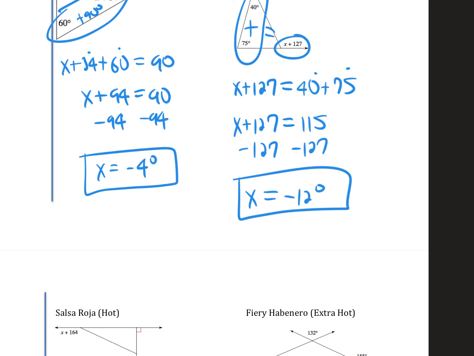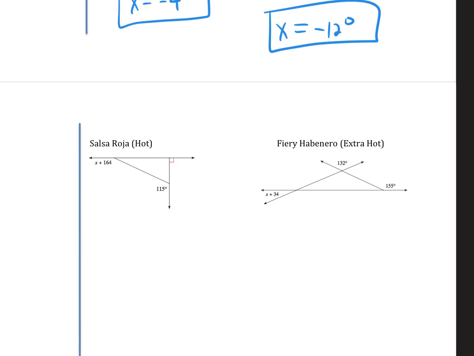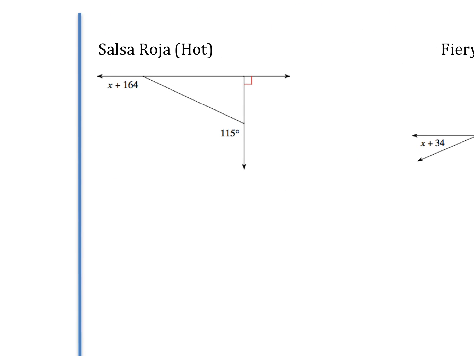Hopefully that wasn't too confusing for you when I turned you loose there. All right, next one, salsa roja. This one's a little weird, okay? This one's a little tricky. So, here's what we're going to need to do, okay? We actually can't solve this as it is right now. We're going to have to do some work here, okay? So here's what we're going to do.